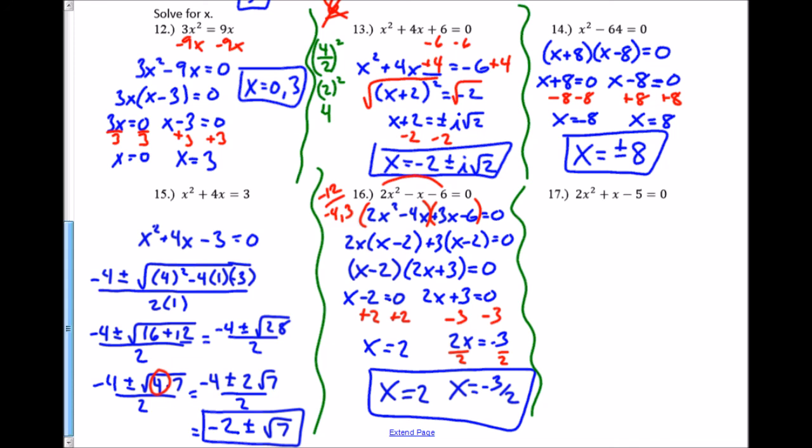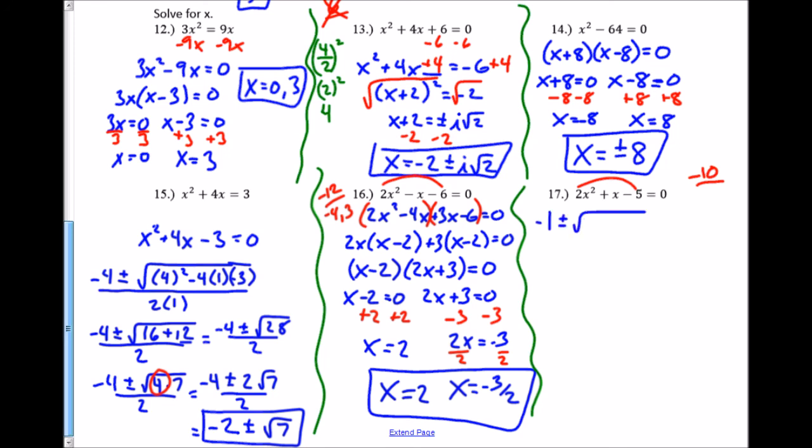Number 17, last one for solving. First thing I check, building a bridge. Two numbers that multiply to a -10 but add to a +1. Not going to happen. All right? And for this one, I can either use completing the square or the quadratic formula. I wouldn't recommend completing the square because I don't have an a value that's 1. I don't have the b value that's even. So this one I'm going to use my quadratic formula.